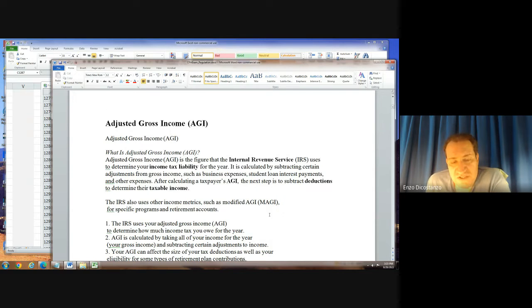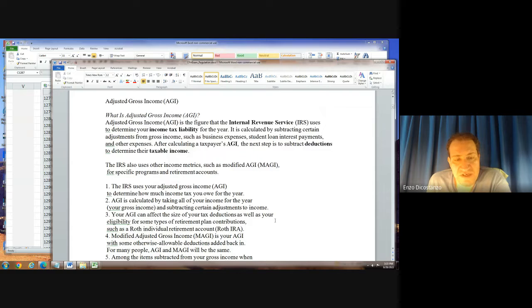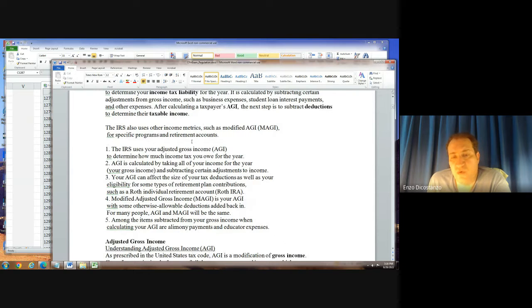So the IRS uses the adjusted gross income to determine how much income tax you owe for the year. Again, all of these documents are on Blackboard in the regulation folder. AGI is calculated by taking all of your income, your gross income, and subtracting certain adjustments to the income. So your AGI can affect the size of your tax deduction as well as your eligibility for some retirement plan contributions, such as Roth individual retirement accounts.